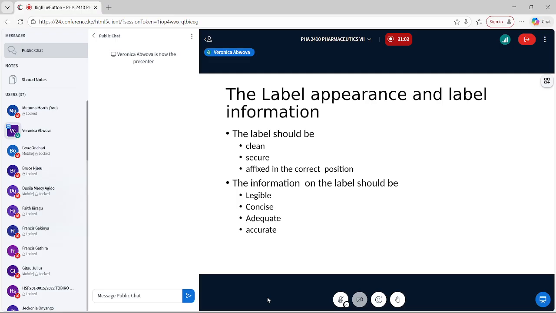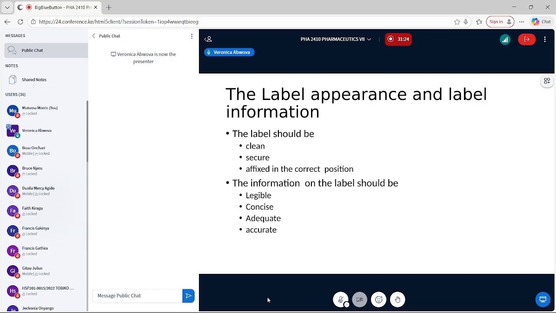Okay, if there are no questions, I want us to look at labeling, which is key, okay? We've alluded to what a label should look like, what it should contain, but there's more information that we need to be clean, secure, and affixed in the correct position.